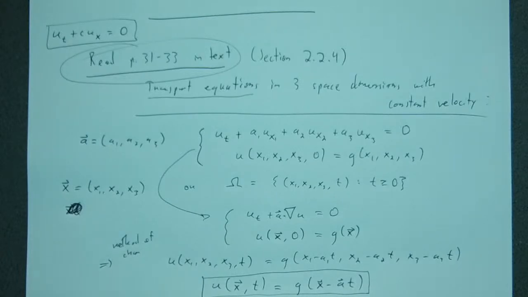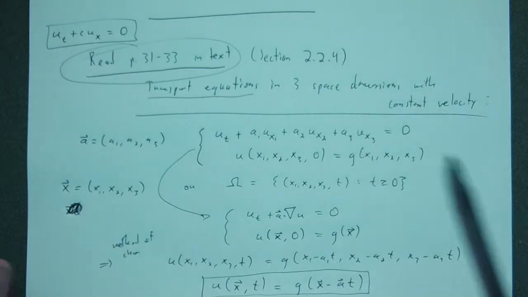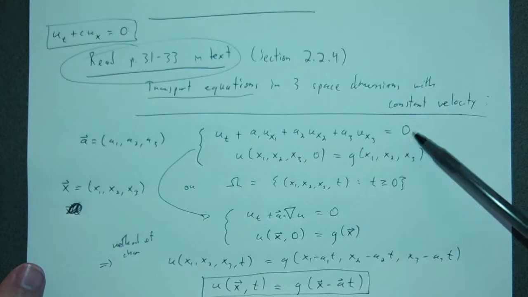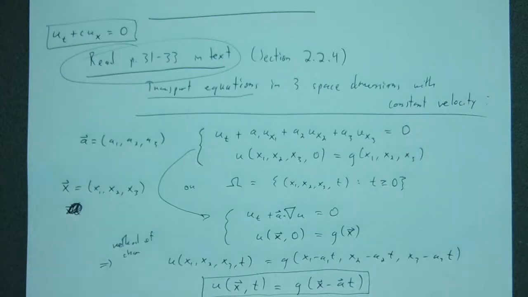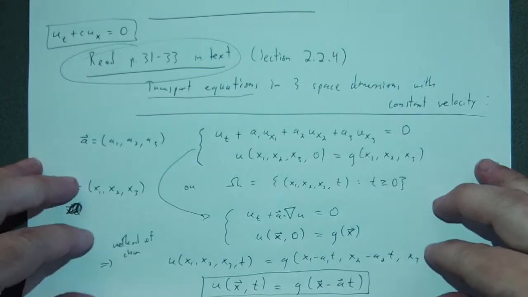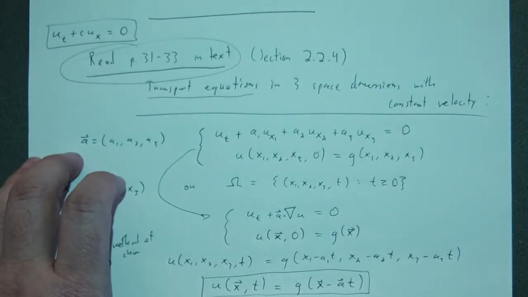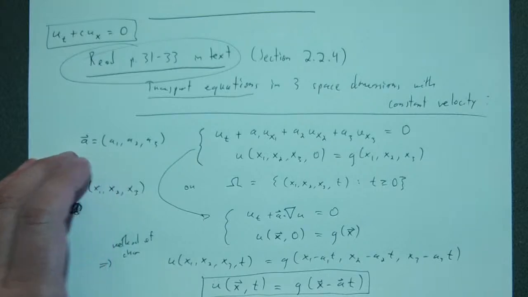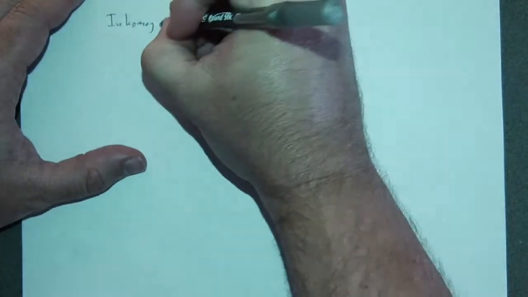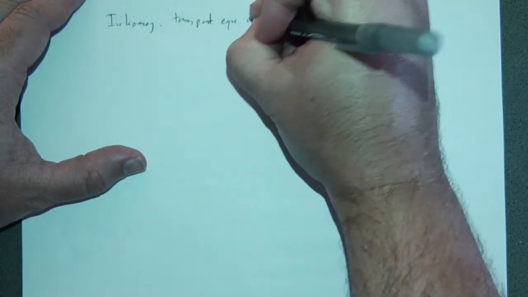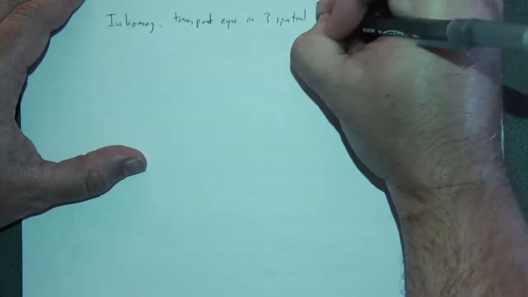So this is a transport equation for constant velocity. Now, this was a homogeneous transport equation because the right-hand side was 0. We can consider the inhomogeneous transport equation. So let's do that very, very quickly. What if I do an inhomogeneous transport equation in 3 spatial dimensions with constant velocity?